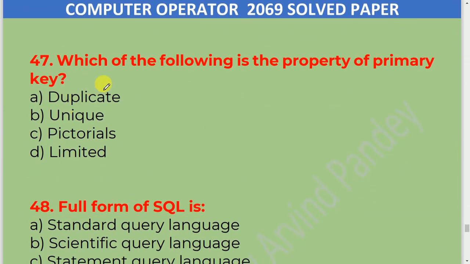Question number 47. Which of the following is the property of a primary key? Option A, duplicate; B, unique; C, pictorials; D, limited. And the correct option is option B, unique. So unique is a property of a primary key.